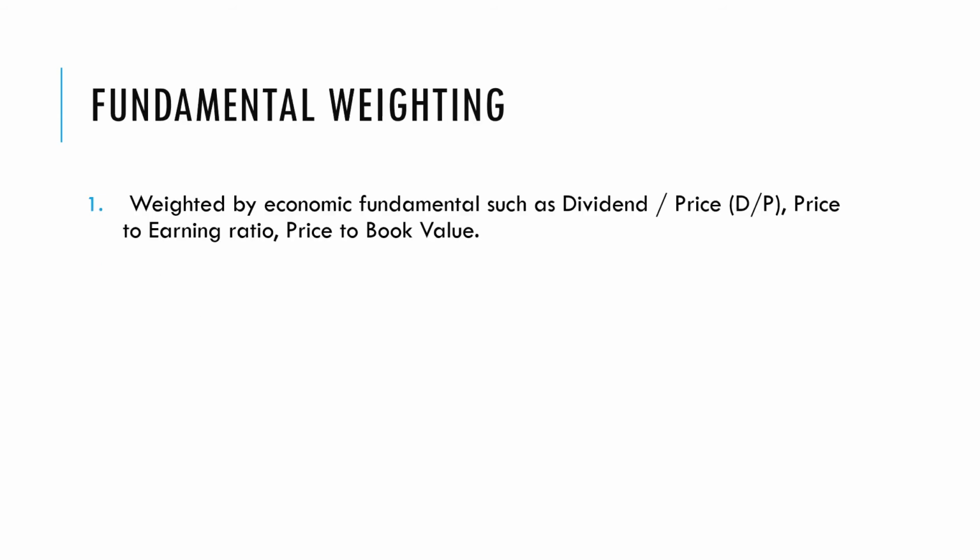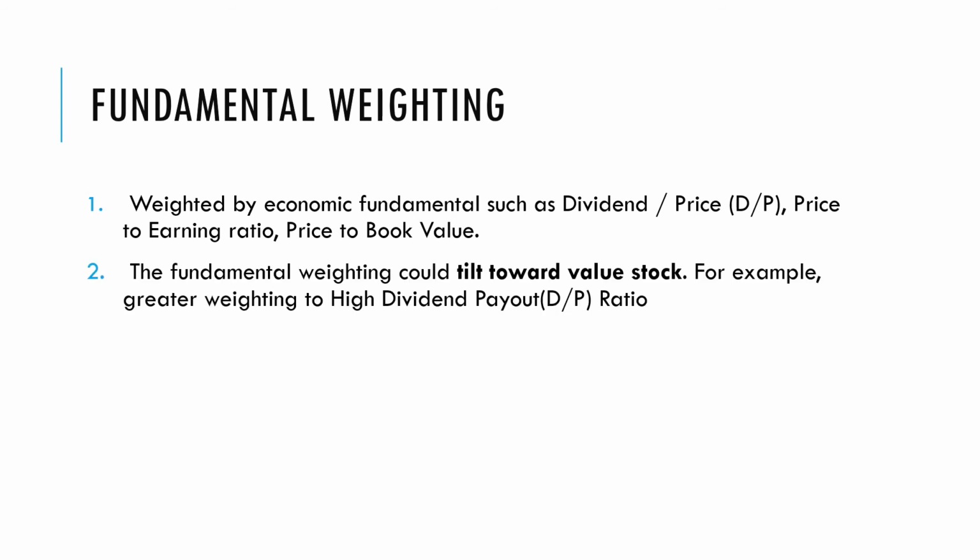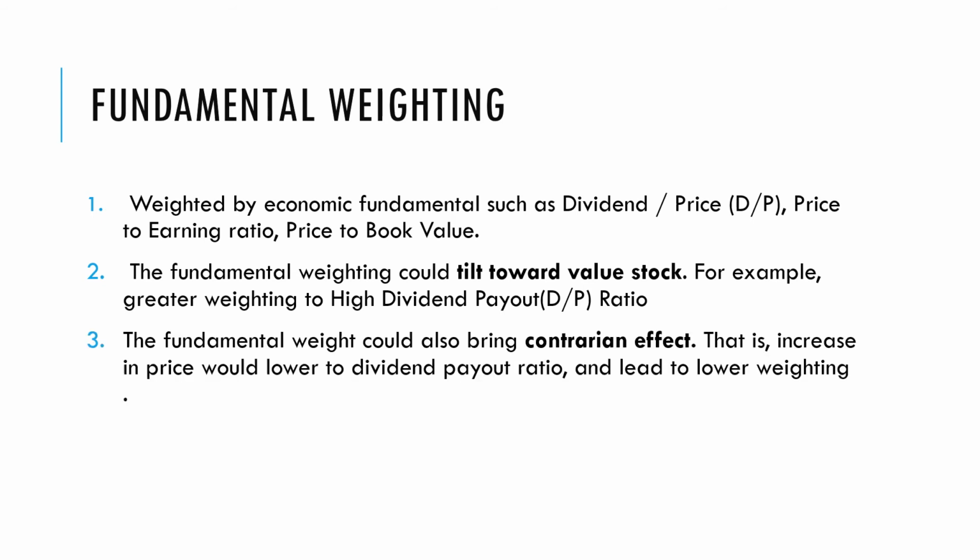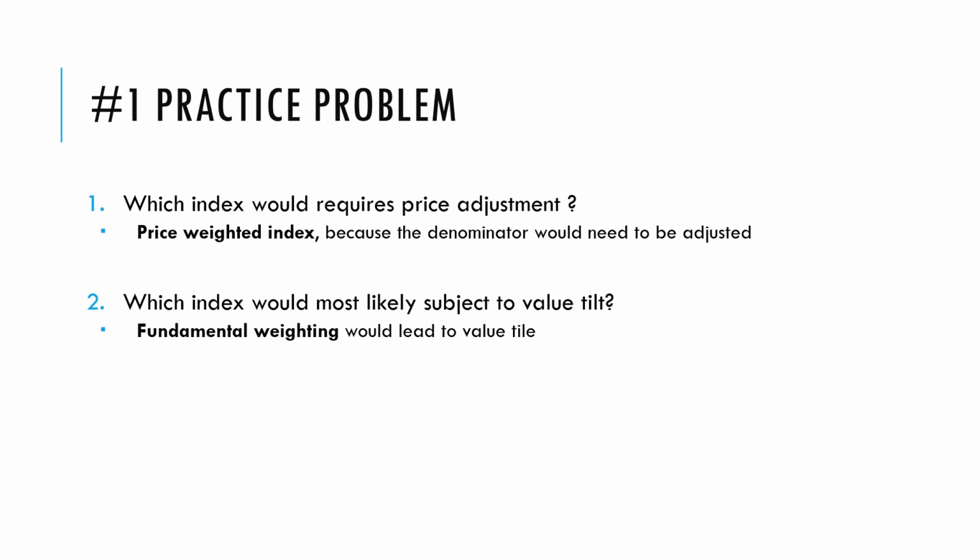In the fundamental weighting, the index is weighted using economic fundamentals such as dividend payout ratio. Using fundamental weighting could lead to a trend toward value stocks, as weighting trends favorably toward high dividend payout ratio. Fundamental weighting could bring a contrarian effect. That is, an increase in price would lower the dividend payout ratio, and lead to lower weighting. The question tests you on differentiating different indexes.